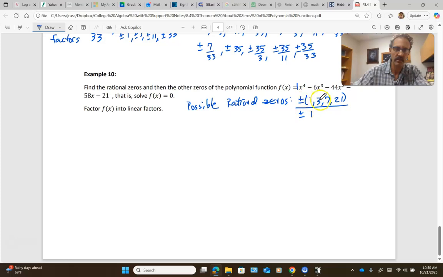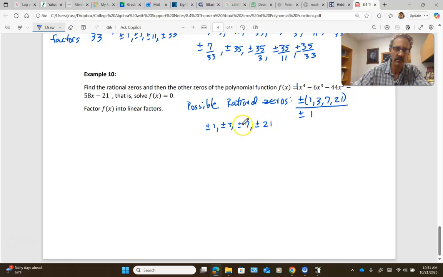So really our possible rational zeros are just going to be positive and negative 1, positive and negative 3, positive and negative 7, and positive or negative 21. So really I only end up with 8 of them here. Now we need to start checking these. We're going to check them using synthetic division, because if 1 turns out to be a 0, then what we have left will be a cubic factor.